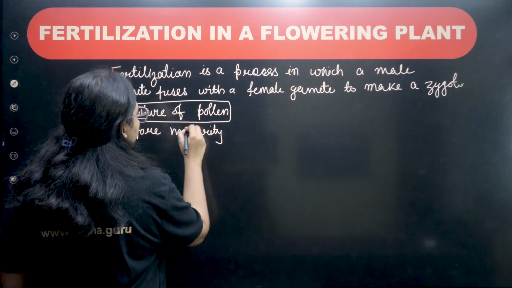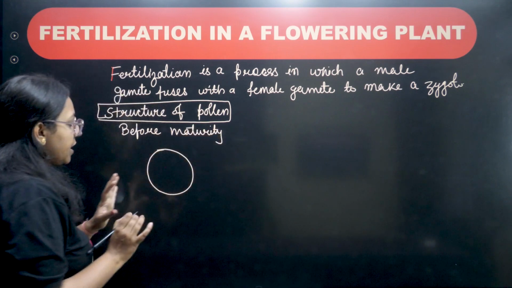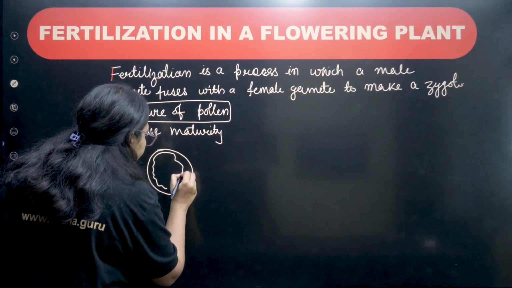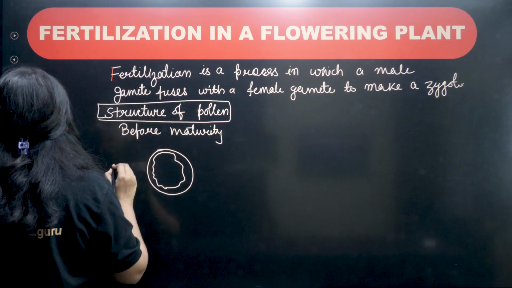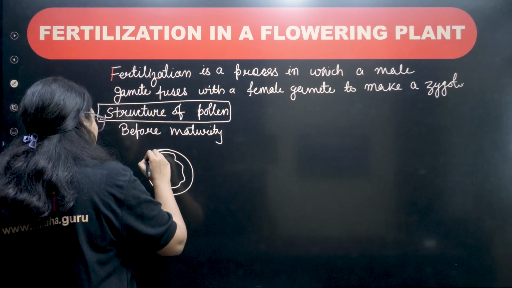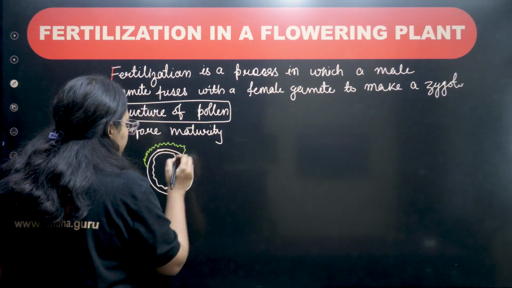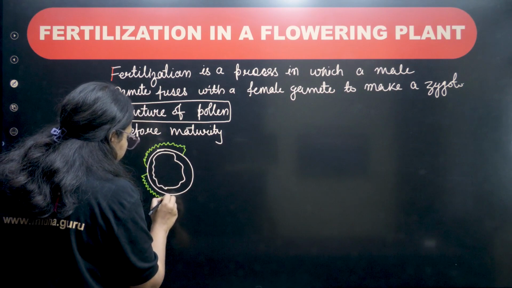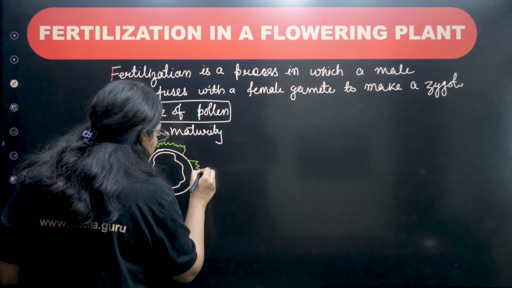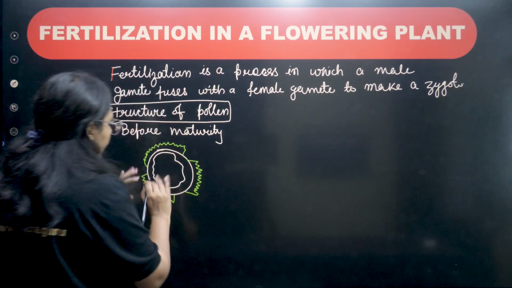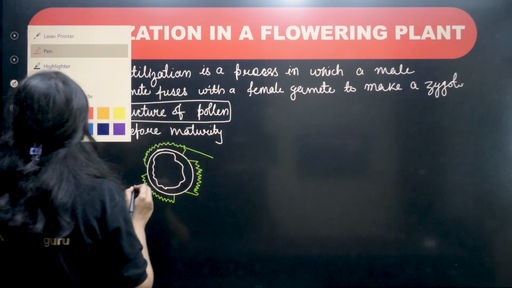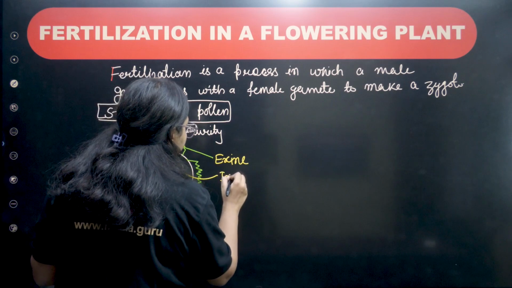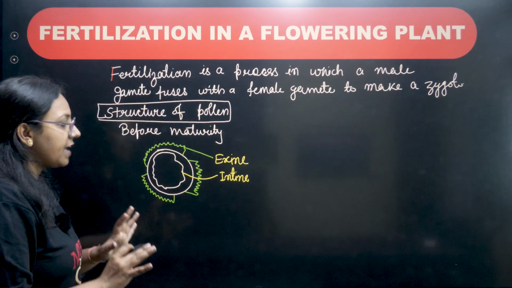So before maturity, first of all, I have this type of structure. In this there is a layer, like this, and then there is one outer layer, and this outer layer is not continuous. You can see the inner layer is continuous, but the outer layer is not continuous. This outer layer is called exine, and the inner layer is called intine. These are the two layers, exine and intine.